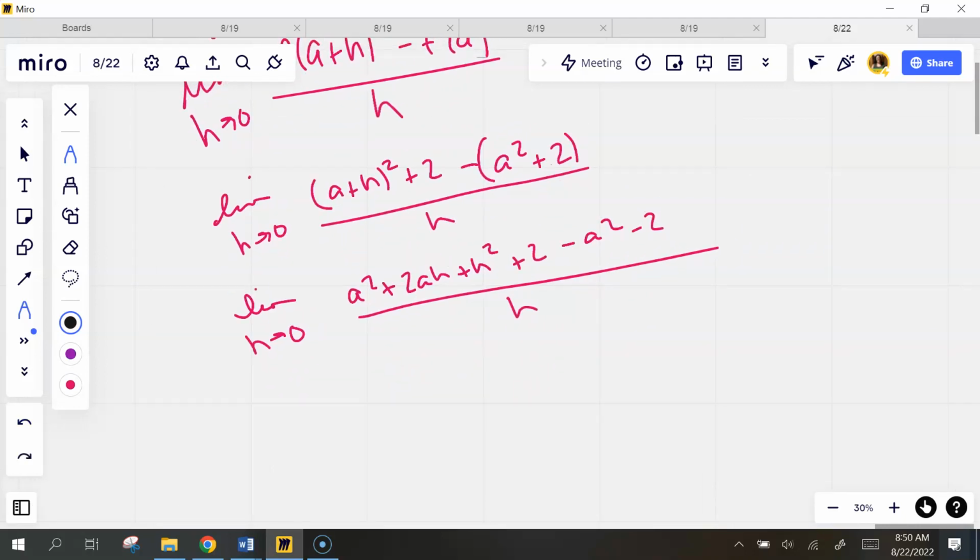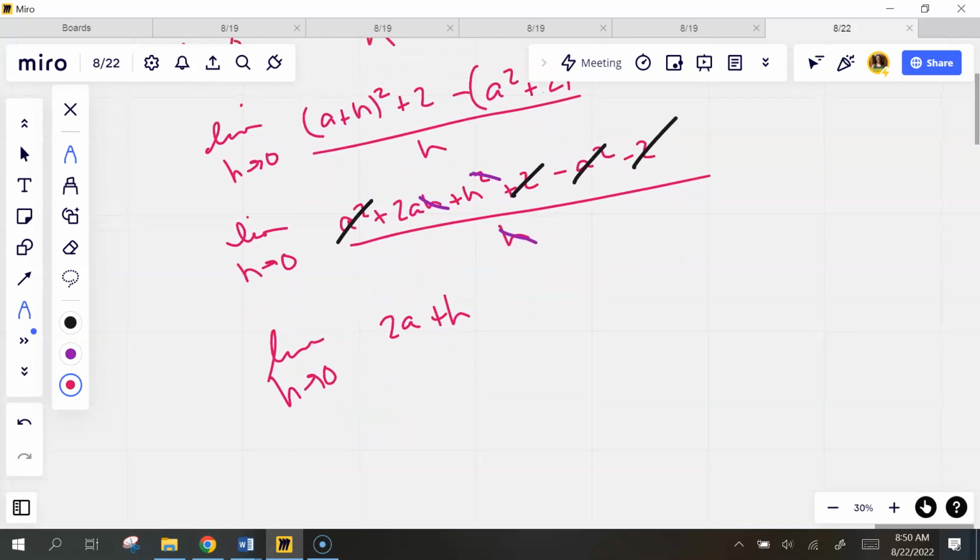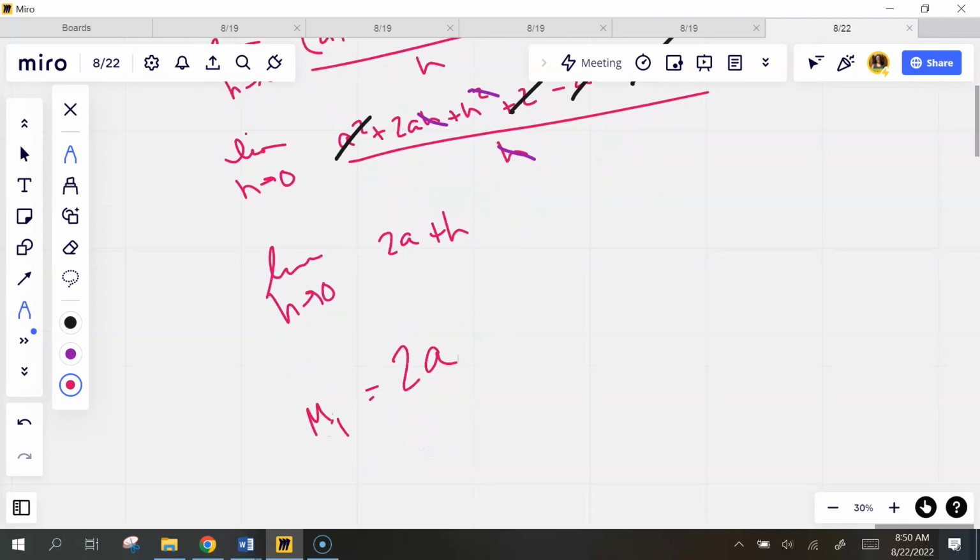All right, let's cancel out what can cancel. I've got a squared's gone, 2's gone. Then I also have an h, an h, and an h. So I end up with the limit as h goes to 0 of 2a plus h. I can plug 0 in now. So the slope of the tangent line, I should always say that. I shouldn't just circle it and be done. The slope of the tangent line is 2a.